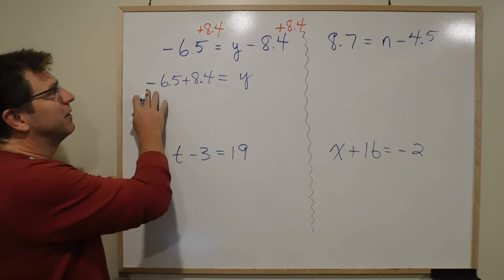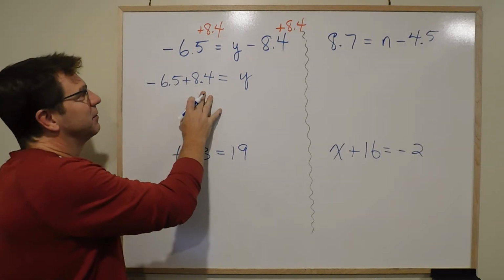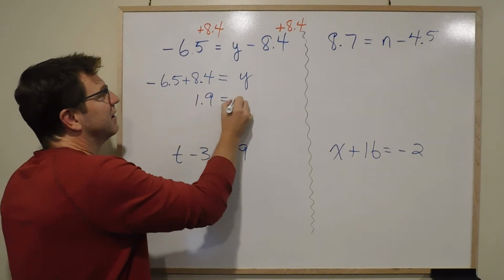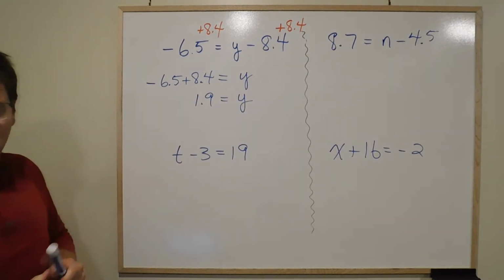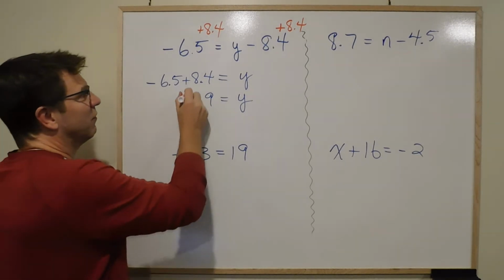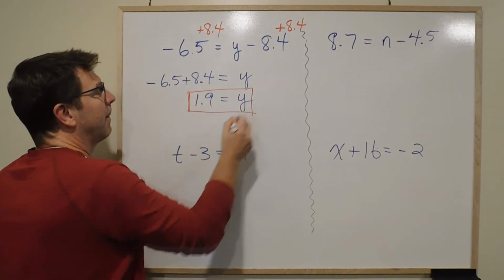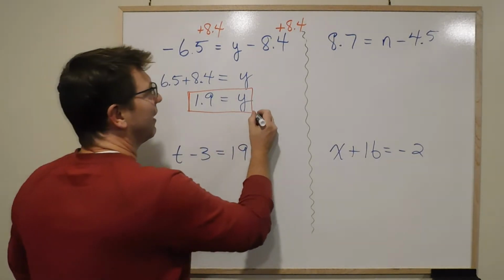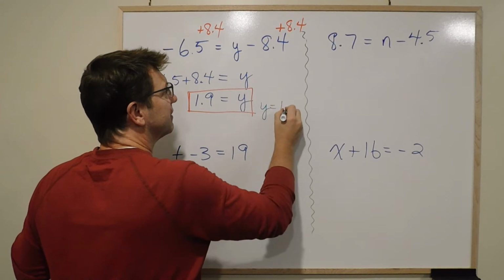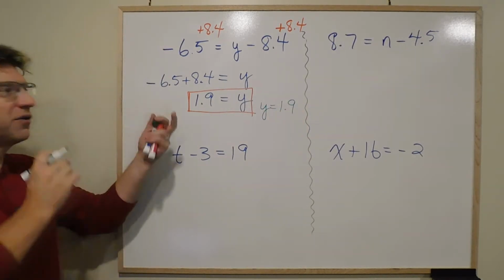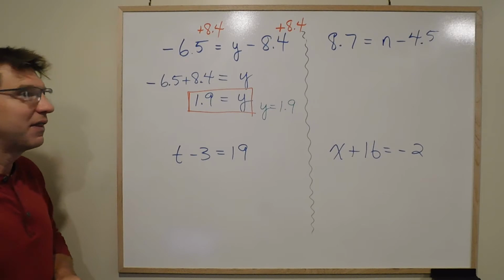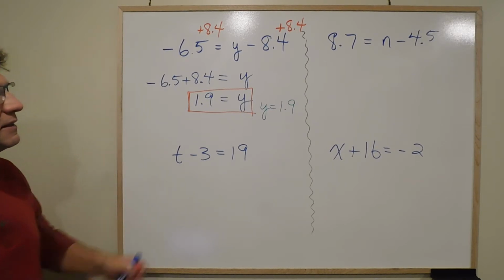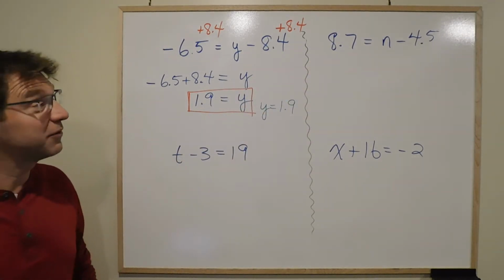Now all I need to do is say, well, what's negative 6.5 plus 8.4? Now that's 1.9. So we get a y value of 1.9. Okay. I can write it that way, or what a lot of people do is they just write it with the y first. And if you just want to turn it around and make it y equals, that works just as well. Okay. Let's look at the other one that has a decimal as well.